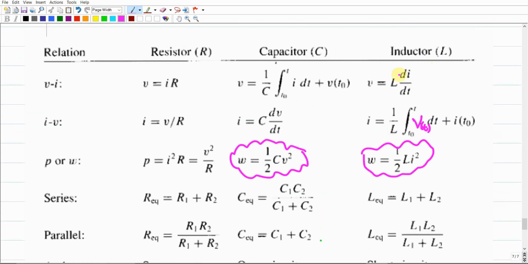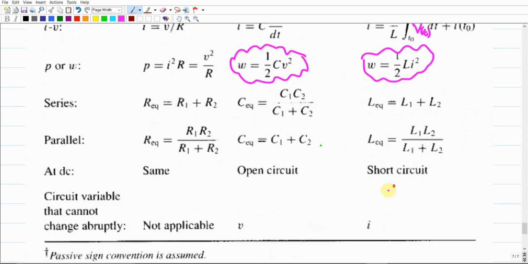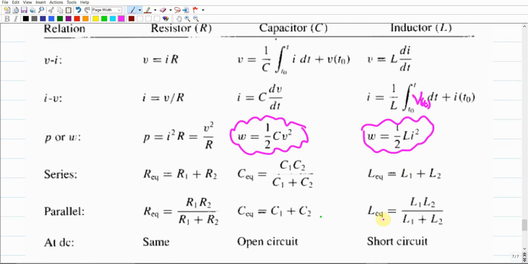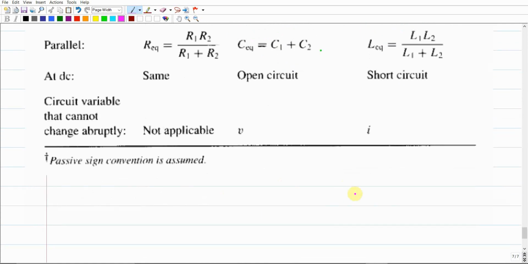But for the inductor, if the current through the inductor is constant, meaning we have DC current, there will be no voltage generated, or no energy drop. It means we're going to end up with a short circuit. So the capacitor will be an open circuit when it has DC voltage, or the voltage is constant over the capacitor. But the inductor will be a short circuit when the current is the one that is constant. Make sense?